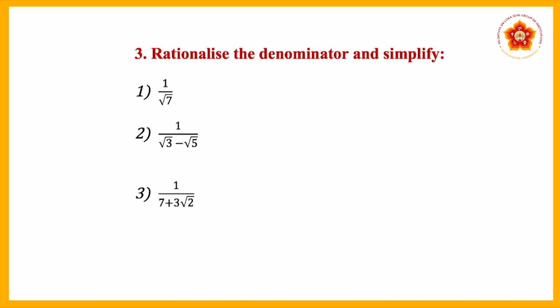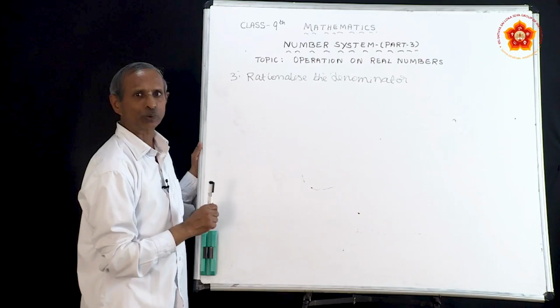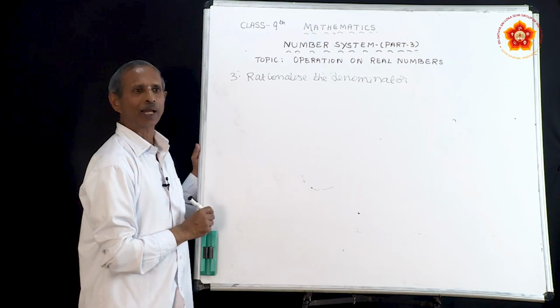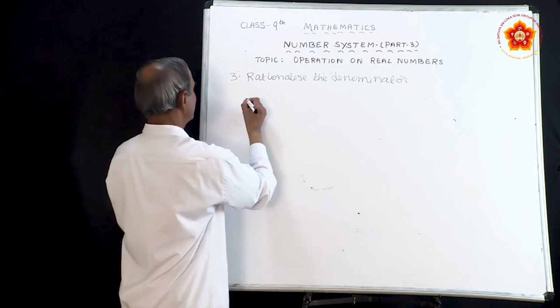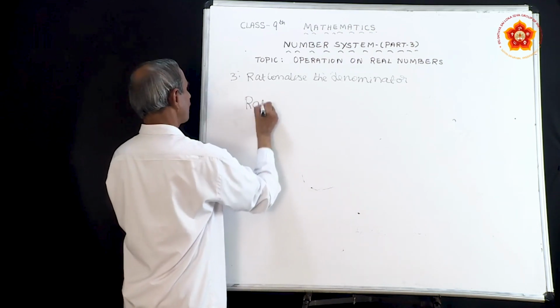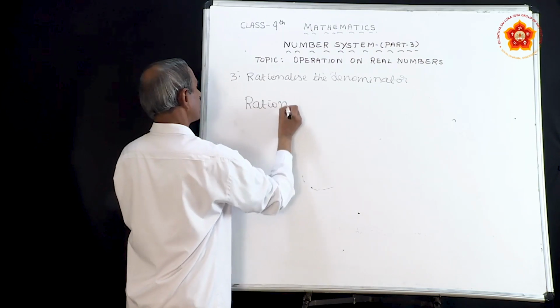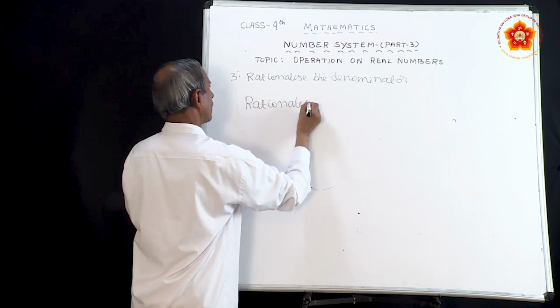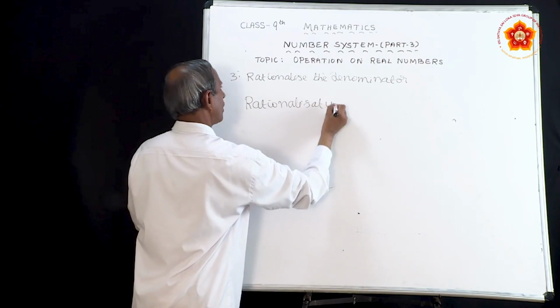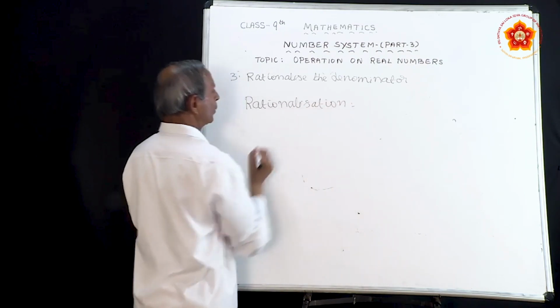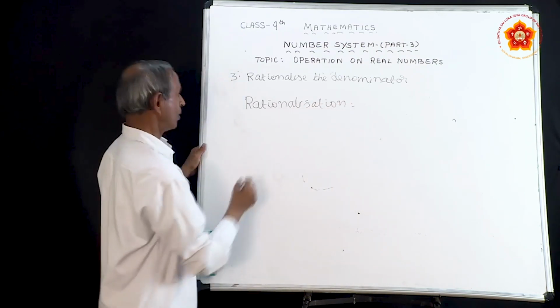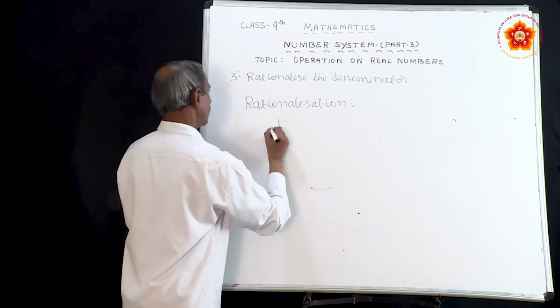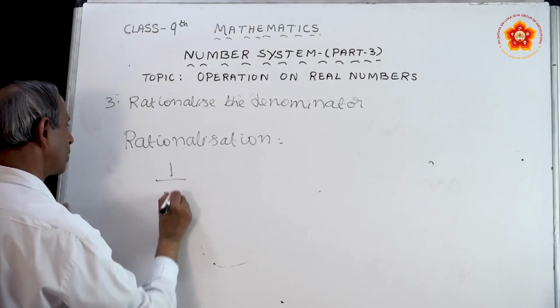The next topic is rationalizing the denominator. Before solving the problem, you should know what rationalization is. You should first understand the meaning of rationalization. Now I will take one example to explain this. Observe this example.